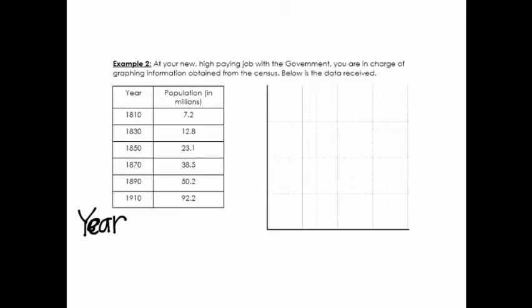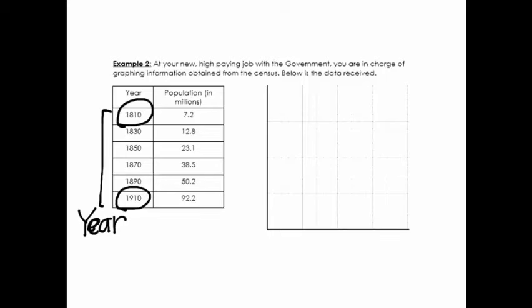Here you've got a brand new job with the government. You're in charge of graphing the information as obtained at a census. A census is just a document that they send out about every 10 years to figure out the population of the United States. So we're talking about the years from 1910 all the way back to 1810.